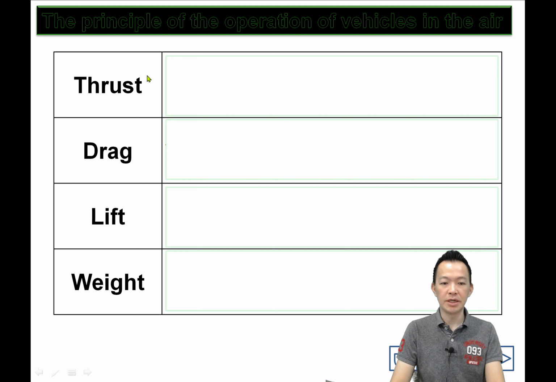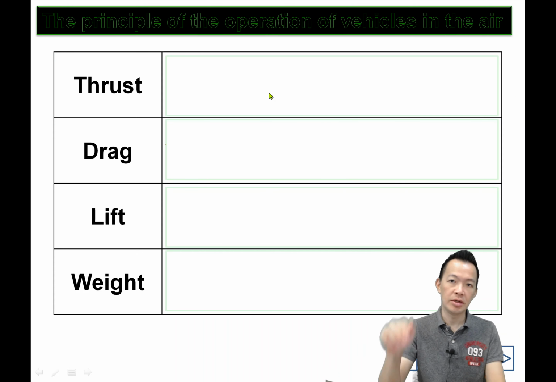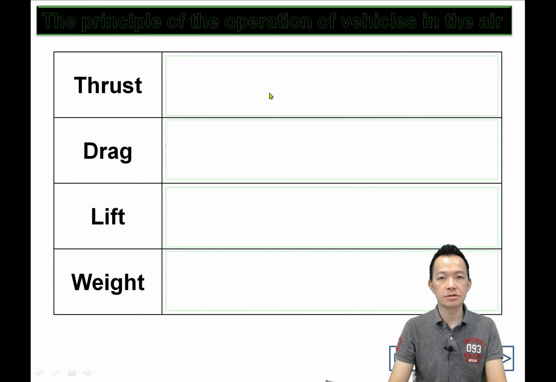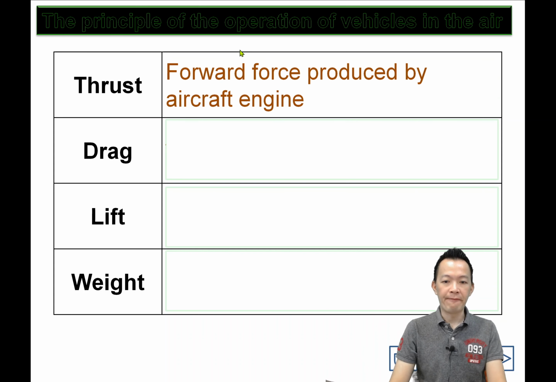有什么 example 呢？ Number 1, thrust. Or what's mean by thrust? 前进力、推力。Thrust. So what's mean by thrust? The forward force produced by aircraft engines.